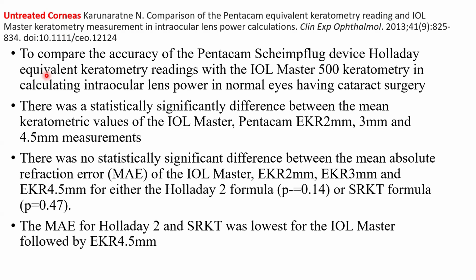So essentially what they mean is that although the K values were differing significantly, in the end, the mean absolute refractive error after the surgery did not differ significantly. However, the most important point to note in this study is that the mean absolute refraction error for the Holladay 2 and the SRK/T was lowest for the IOL Master 500, followed by EKR 4.5 mm. So, a case can be made that in virgin corneas or untreated corneas, IOL Master or anterior SIM-K values still perform better than the EKR 4.5 mm values.